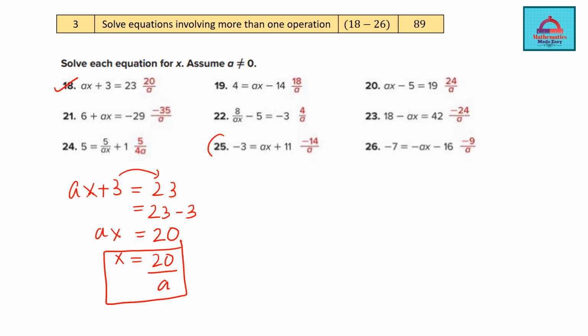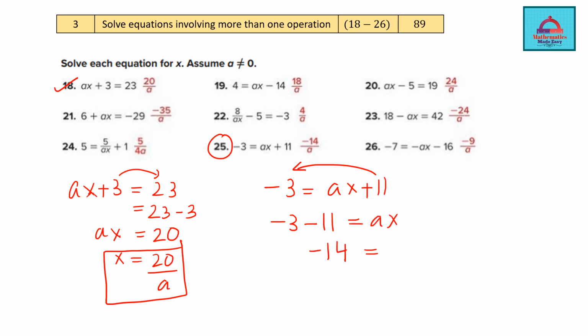Let's do one more. Question 25. Minus 3 is equal to ax plus 11. We need the value of x, so we are going to move this 11 to the other side. It becomes minus 11, which is equal to minus 14, and again we need the value of x, so we divide by a. So this is the answer.